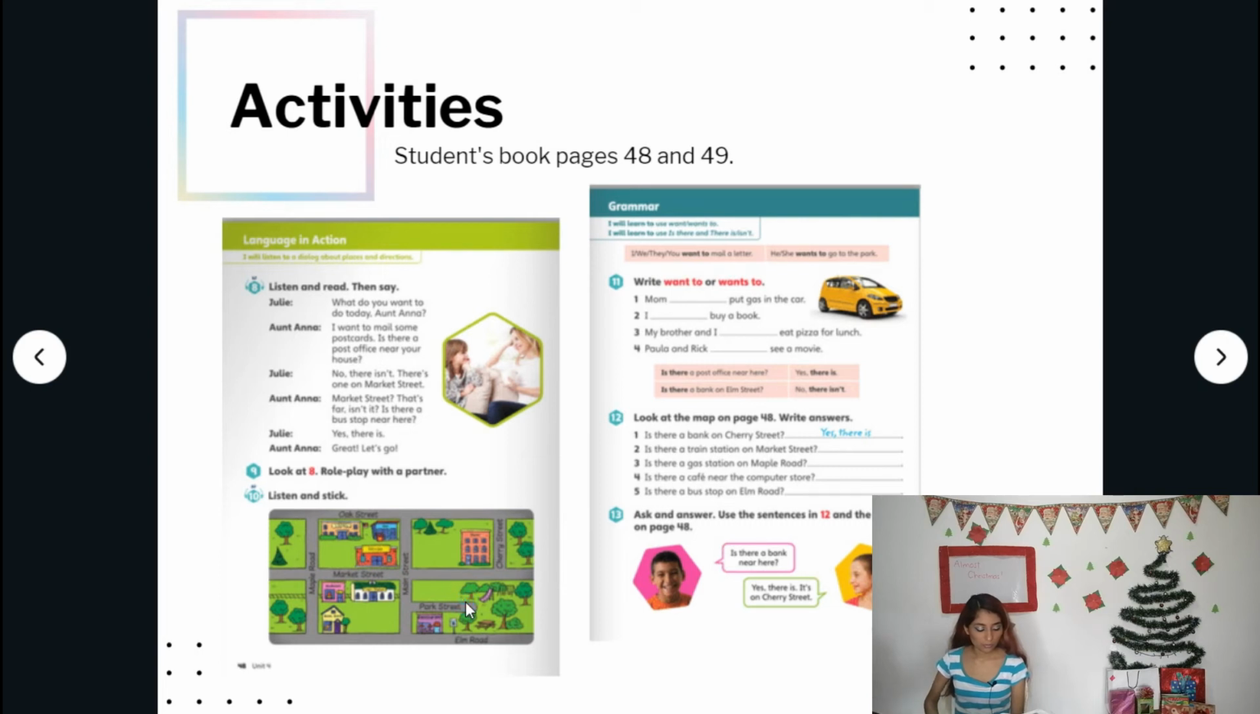4. I want to buy some milk. Is there a supermarket near here? Yes, there is. It's on Market Street next to the bank. Thank you. You're welcome.